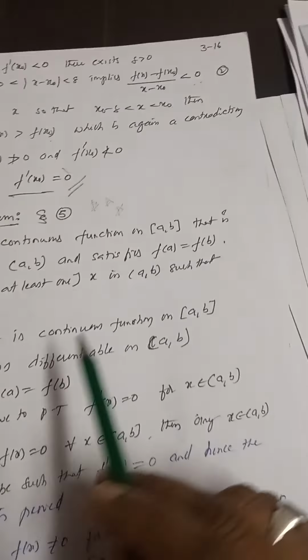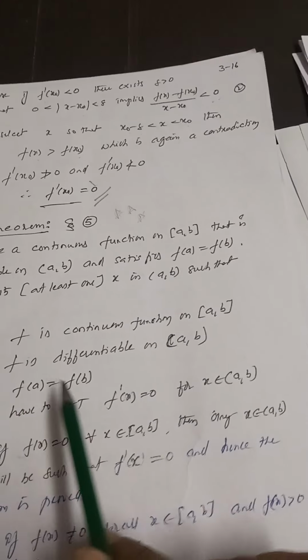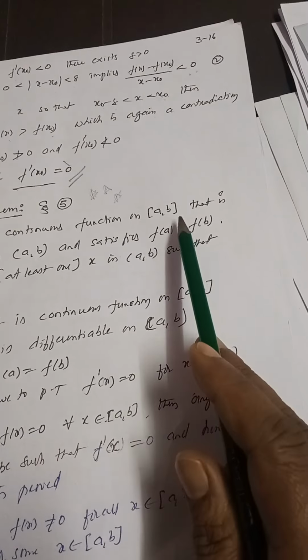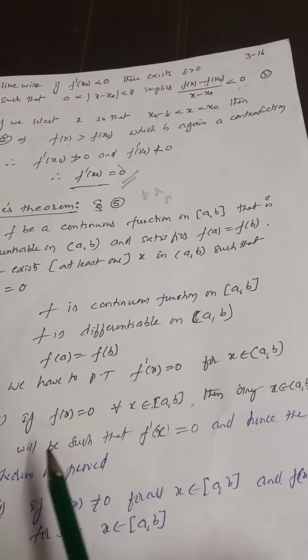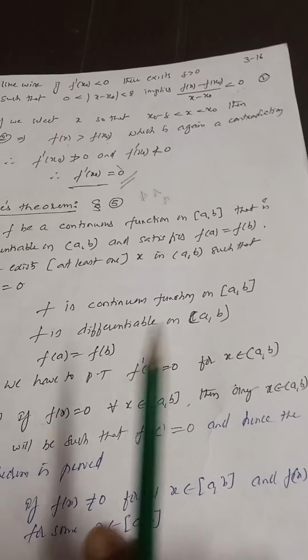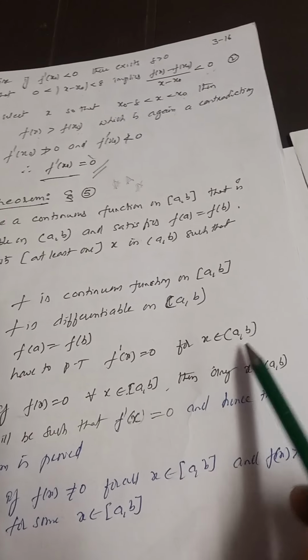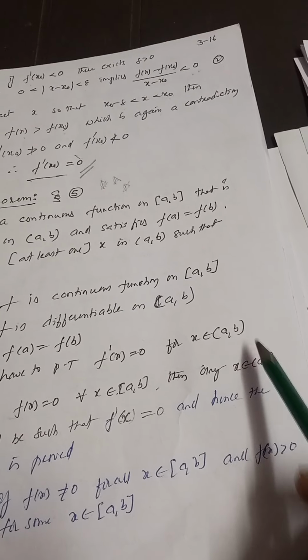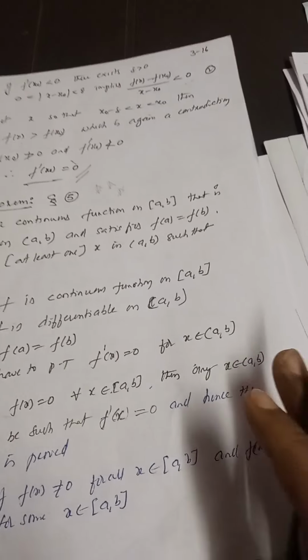Now, see the proof. What is the given data? F is a continuous function on closed interval a b, f is differentiable on open interval a comma b, and f of a is equal to f of b. This is the given data. Now what is our aim? Our aim is to prove that f dash of x is equal to 0 for x belongs to open interval a comma b. That means x lies in between a and b.